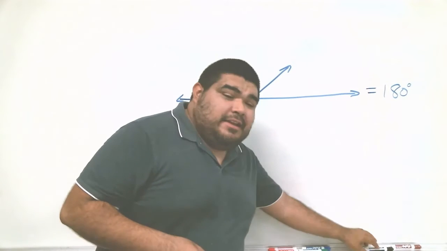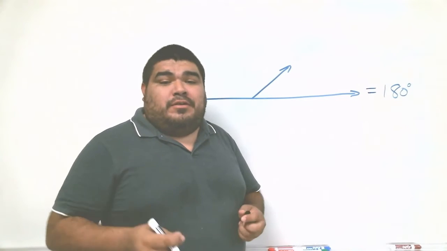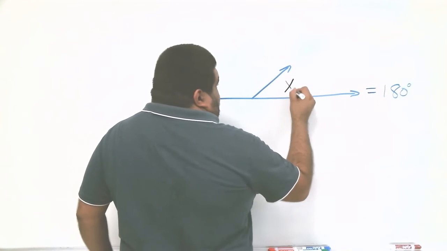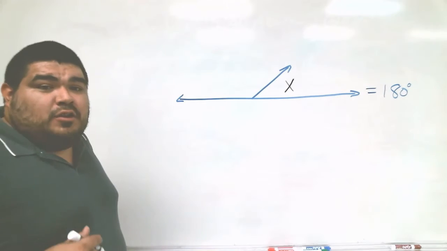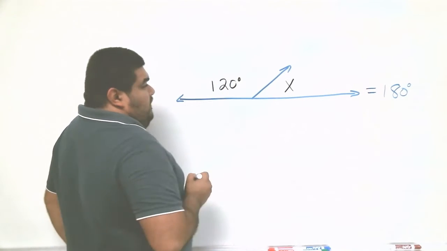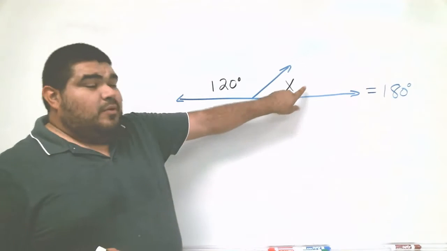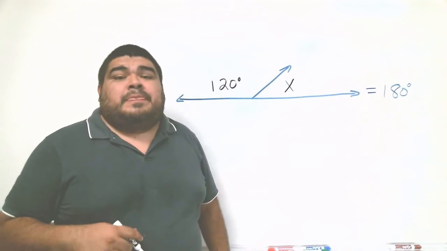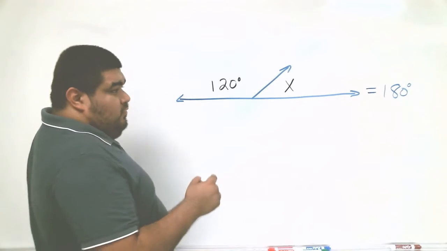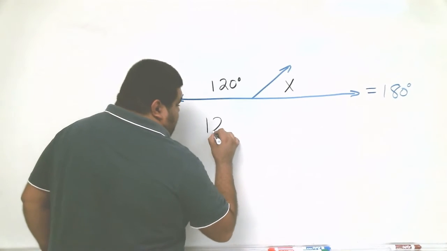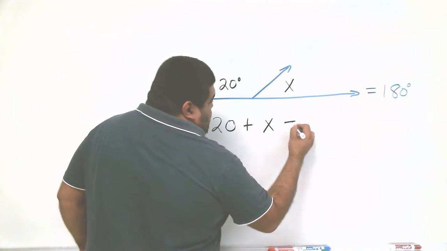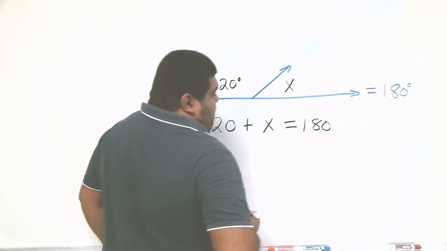Our job for today is we're solving for a specific variable. So we're going to have our variable here. It is also given to us that this other side is 120 degrees. So remember, we want to know what this other side is. The way we set it up is, remember, it's two angles that equal 180. So we can say 120 plus x equals 180.